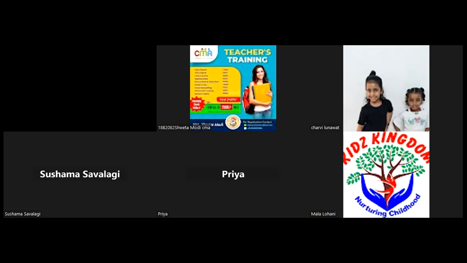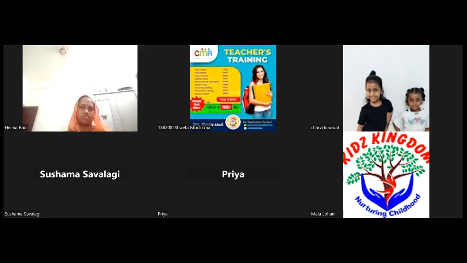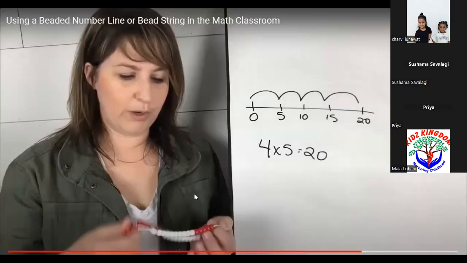Okay, so I hope you understood that first we have to show the concrete, with the help of the beads. Then it will go in their mind as a picture, and then it goes into the abstract form. So when you are showing it on the beads, that is concrete. When you are doing this linear equation, that is the pictorial. And then you do this 4 into 5, which is abstract.